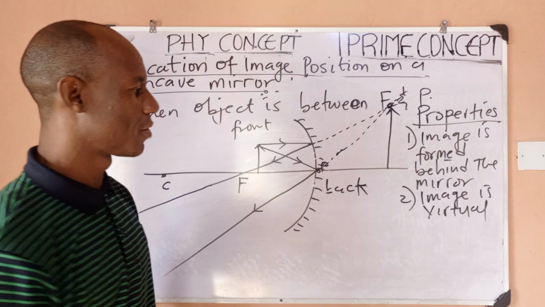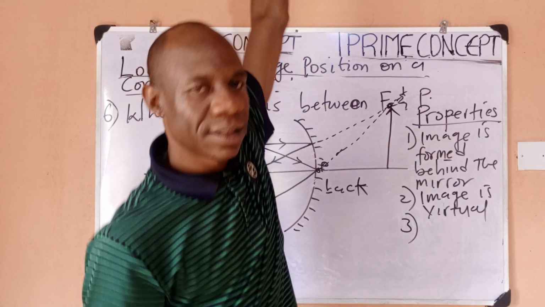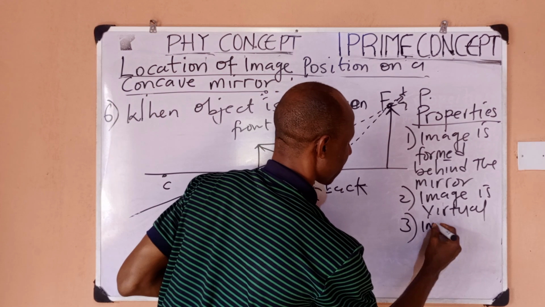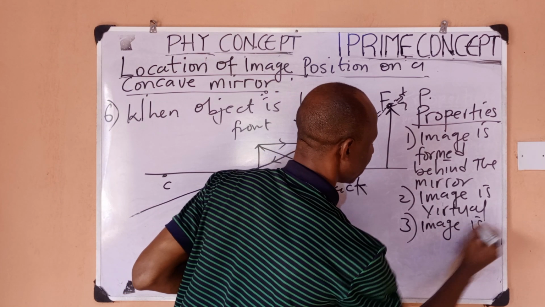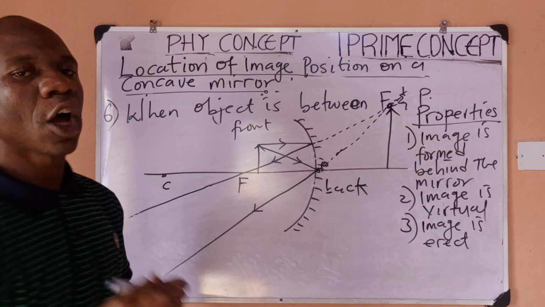Now, what can you also observe from this? Number 3, the image is standing very tall and erect. So we can say that the image is what now? Erect. Or we can say the image is upright.